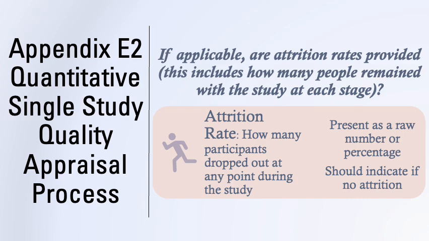If any participants were lost to attrition, the researchers should report this as either a raw number or a percentage. Note that similar to the response rate question, this question is not asking about how attrition impacted the study, but merely that the attrition rate was reported. If the attrition rate is high, this is something you should look to be addressed in the limitations part of the discussion section of the article. And again, we will come back to this later in the appraisal process.